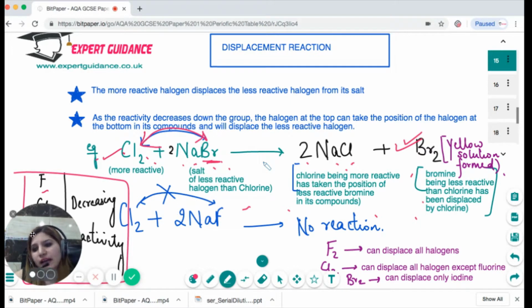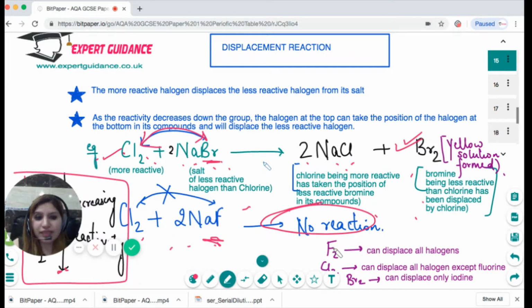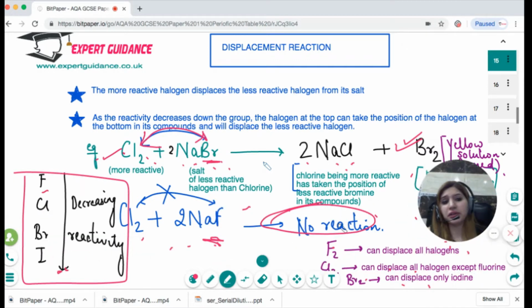On the other hand, if you do this reaction, chlorine with NaF, which is more reactive? Fluorine. Is it alone? No, it is in the form of a compound. So nobody can take its position because it is highly reactive, so no reaction. Fluorine can displace all the halogens, chlorine can displace all except fluorine, bromine can displace only iodine, and iodine cannot displace fluorine, chlorine, or bromine.